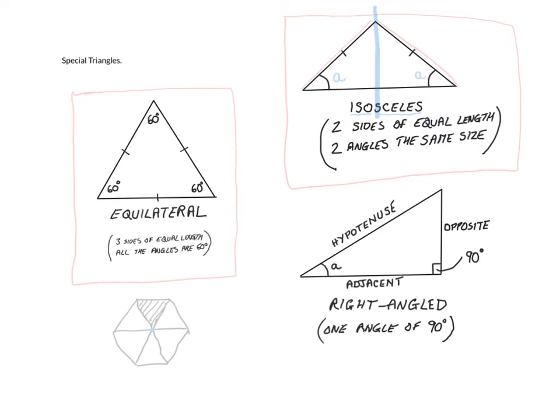Of course, if you have all 3 sides the same length, if this side at the bottom here is also the same length, then it becomes an equilateral triangle. But usually that's not what happens.